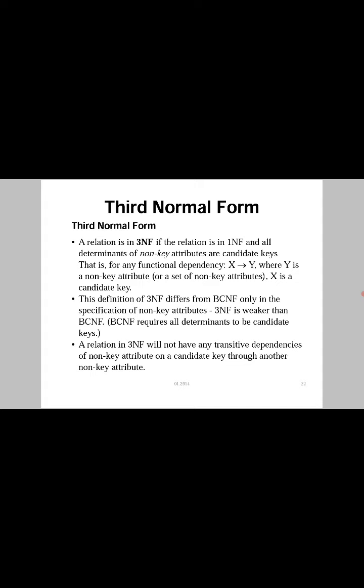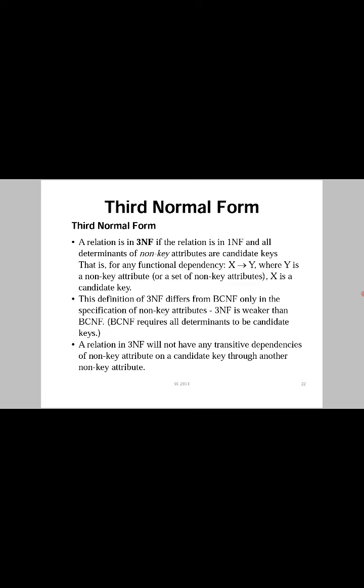So a relation is said to be in third normal form if the relation is in first normal form and all determinants of non-key attributes are candidate keys. Means a relation is in third normal form if and only if it already exists in second normal form and the determinants of non-key attributes are candidate keys. That is, a functional dependency X arrow Y, where X is a candidate key.